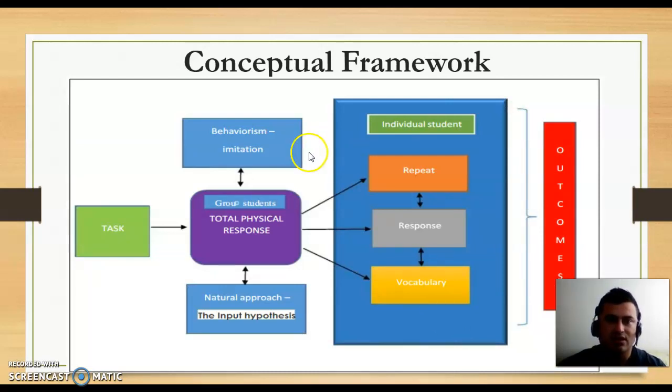We have the conceptual framework, and a summary of this didactic purpose. We have the task that is focused on the group of students, working together or individually, but it is better that the students work in groups. In total physical response, we have both behaviorism and imitation, and on the other hand we have the natural approach, the input hypothesis. In this case the result is repetition, response, and vocabulary. That is the work, the input of the student. The results focus on listening and speaking skills.